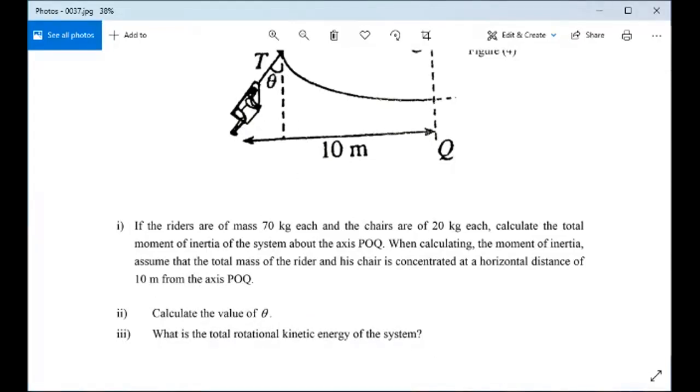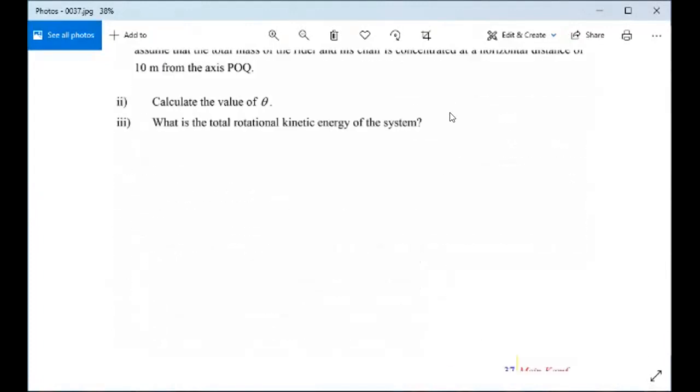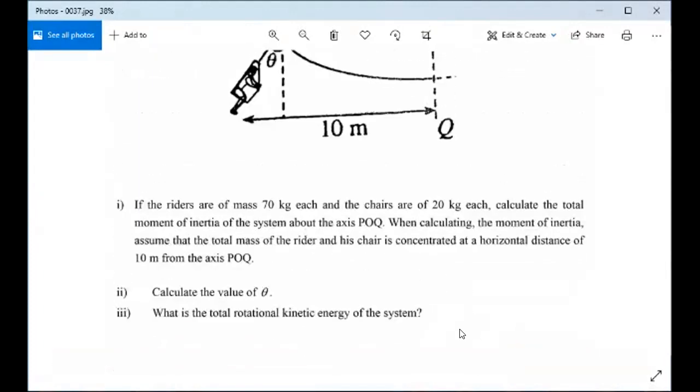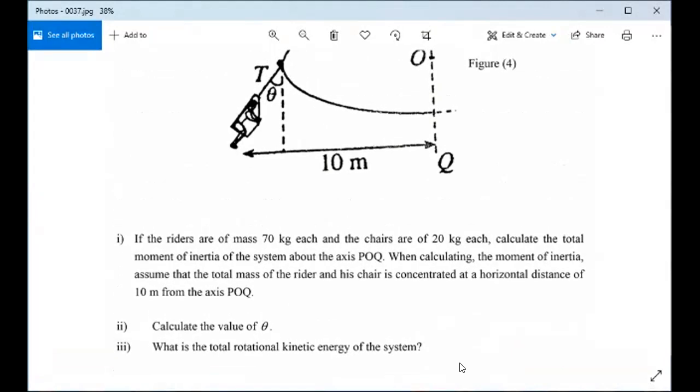So let's give a try there. I think you remember the question. Then they ask to calculate the value of theta. What is the total rotational kinetic energy of the system? So that's the end of the question. That's all. So let's give an effort there.